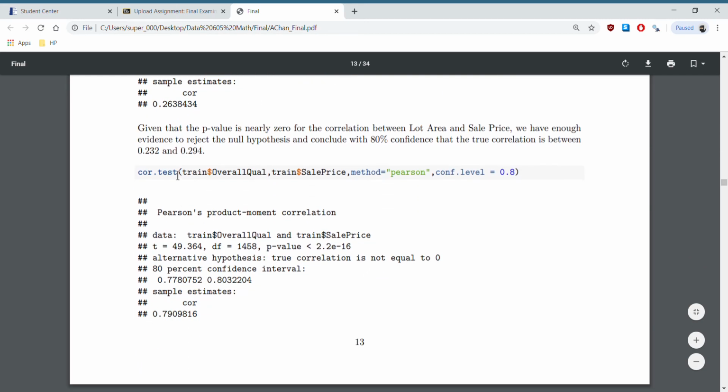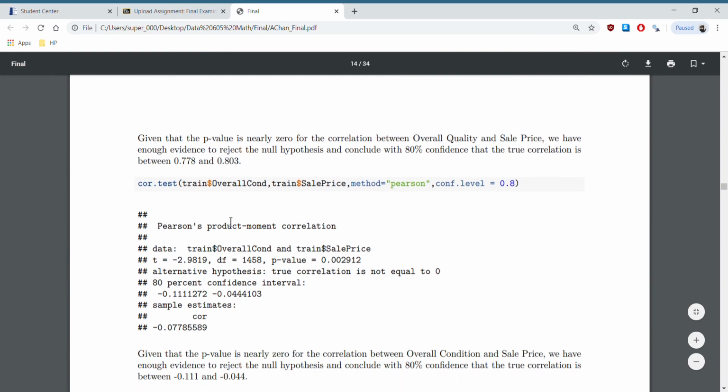And then I did the same thing for overall quality. Here, this correlation is a lot higher, so it's 0.79. The p-value is also very low, so that's a good sign that this variable is statistically significant. So right here, the 80% confidence interval is 0.77 to 0.8.